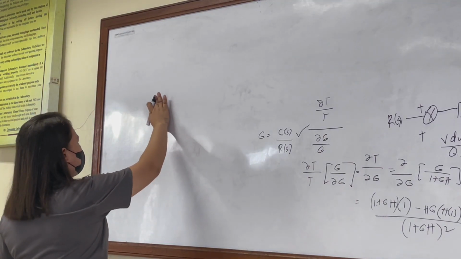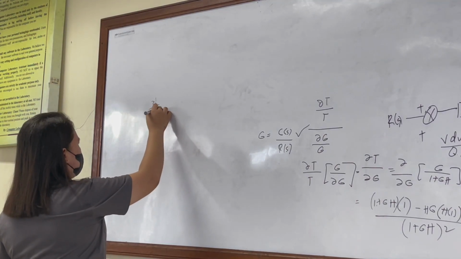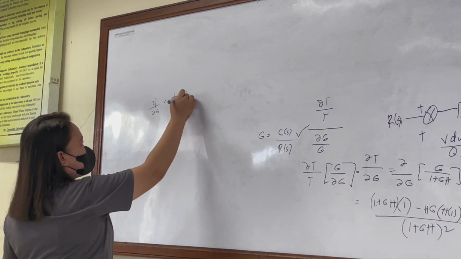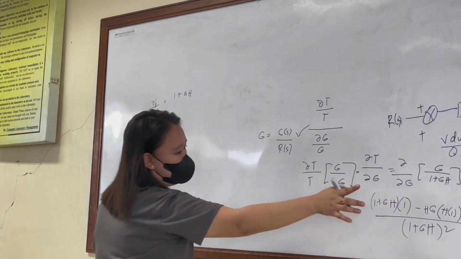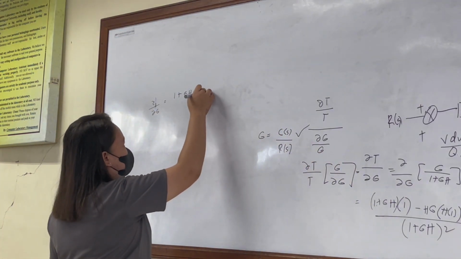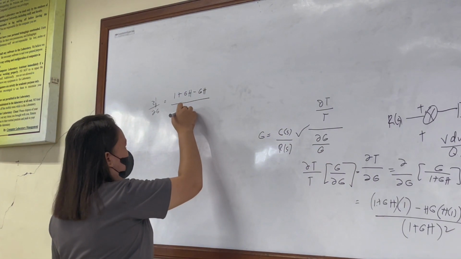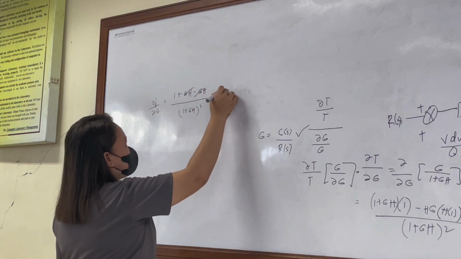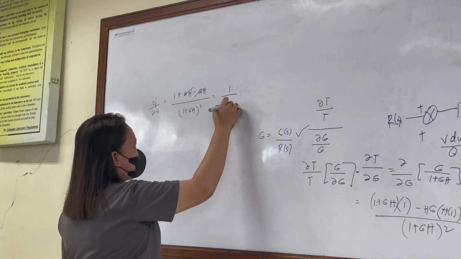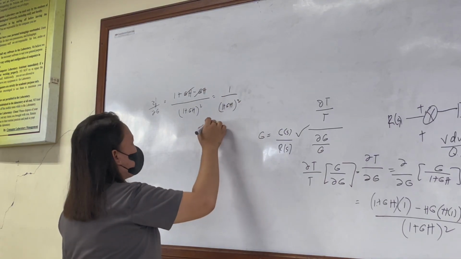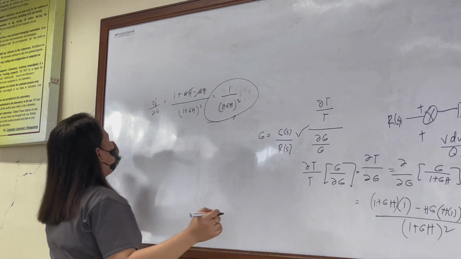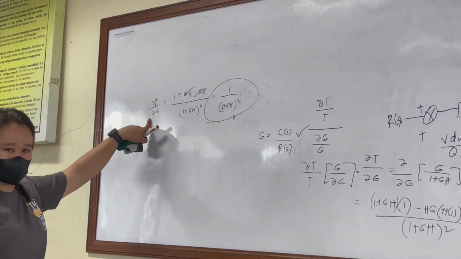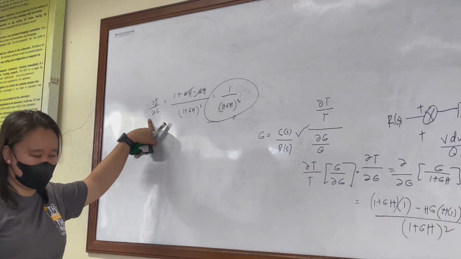Partial T, partial G is equal to 1 plus GH. Wala na lang ako si 1 ha. Okay. Minus GH all over 1 plus GH squared. Mawa man si GH. So 1 all over 1 plus GH squared. Now this is the formula for the partial T all over G. Dili pa na siya sensitivity.